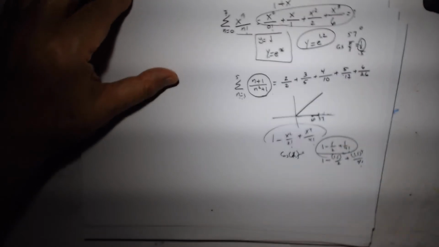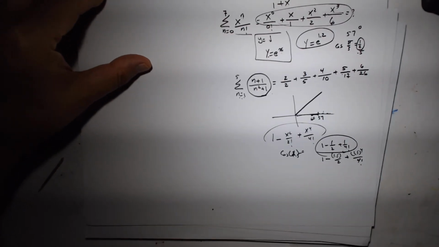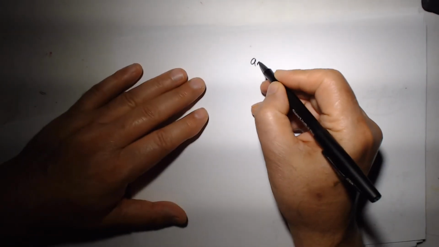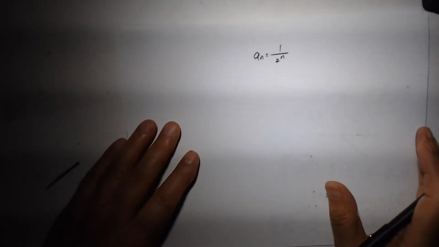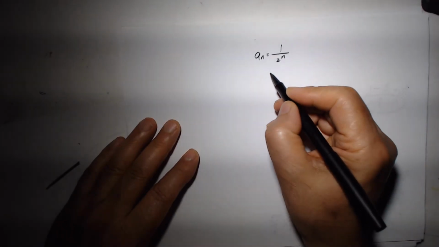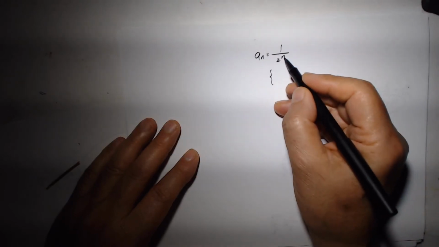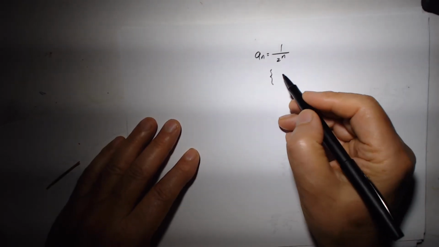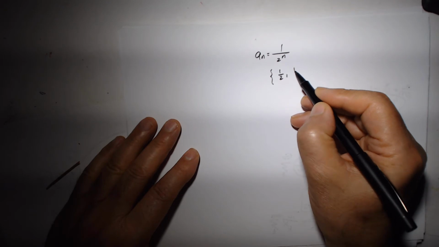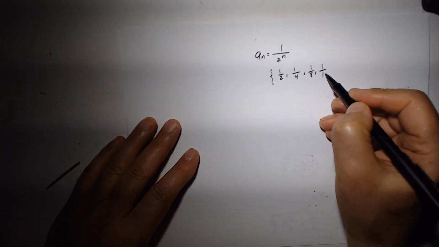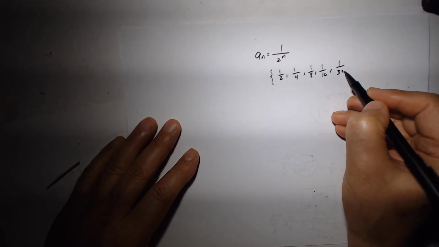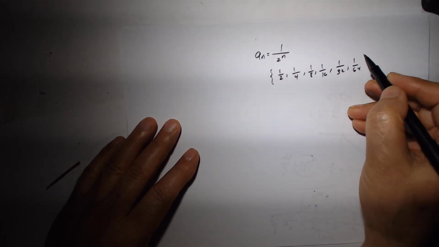Then from tonight we have to know something about the convergence of a sequence, and we're going to test how they converge. Let's talk about a of n equal to 1 over 2 to the power of n. Let's write the first few terms. I'm going to start from 1. When n is 1, it is 1/2. When n is 2, it is 1/4. When n is 3, 1/8. When n is 4, 1/16. When n is 5, 1 over 32. When n is 6, 1 over 64.